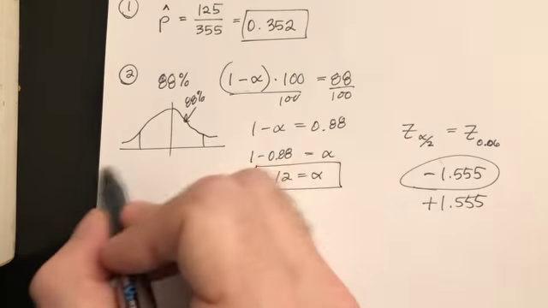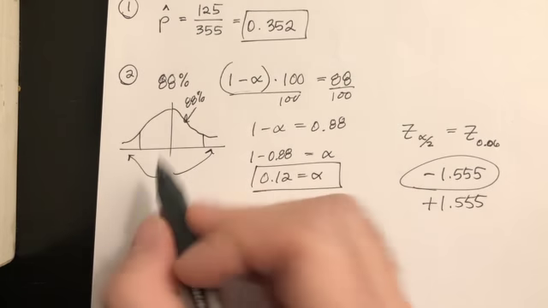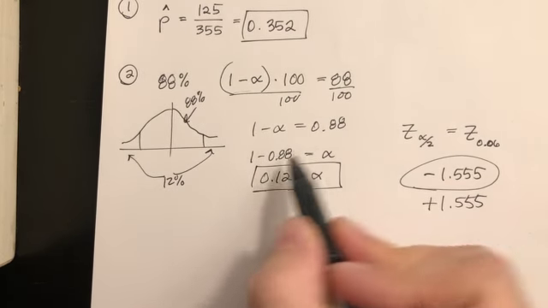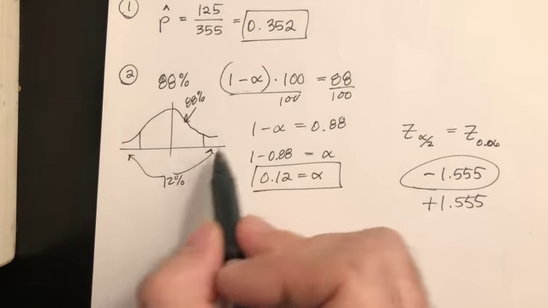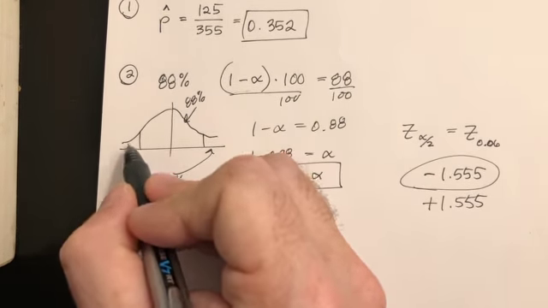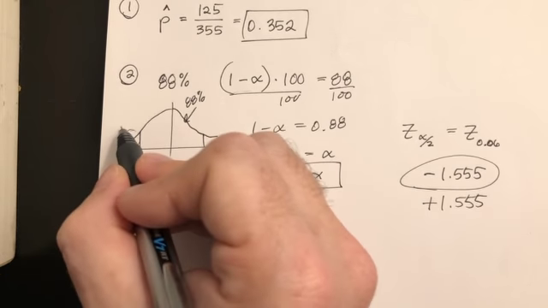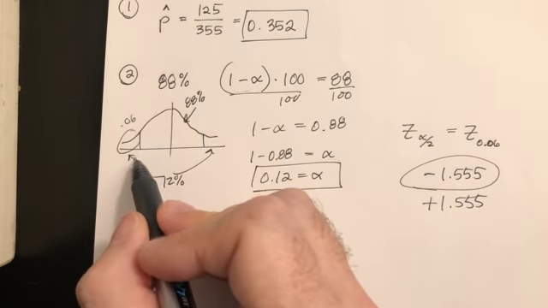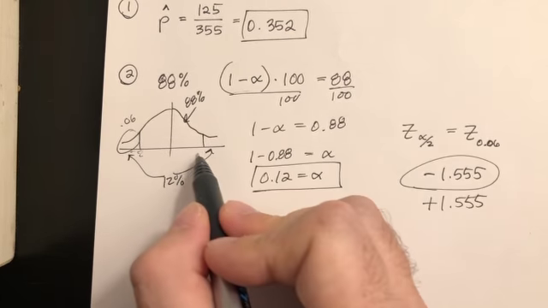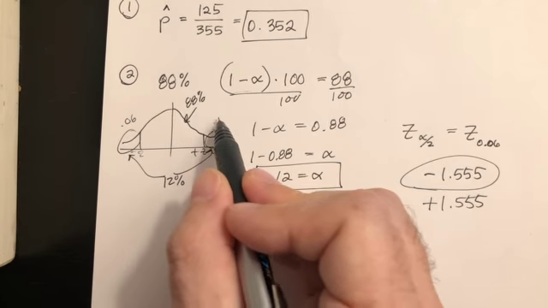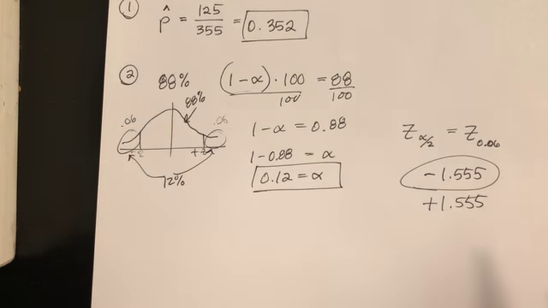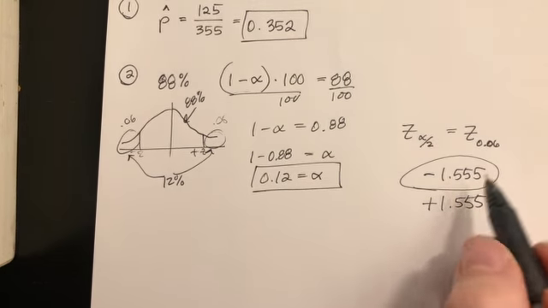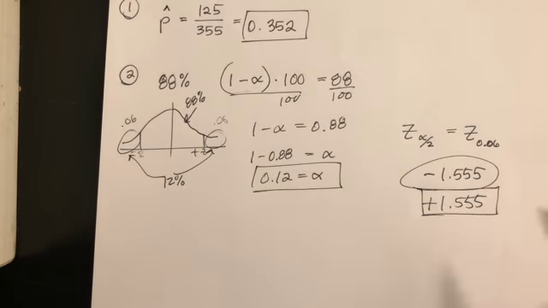0.88. So on the outsides here and here, that adds up to 12%. That's what I did when I said find the alpha. That's what's in the tails. So if I want to find one of these scores, I would divide that by 2, and that would be 0.06. Then I would find the z-score that goes with that, and that's a negative. But the positive one over here also goes with 0.06. Does that make sense? I'm trying to explain why. You don't need to know why, but you do need to know why this is positive. Because once you find your z-score, we're just going to change it to positive.